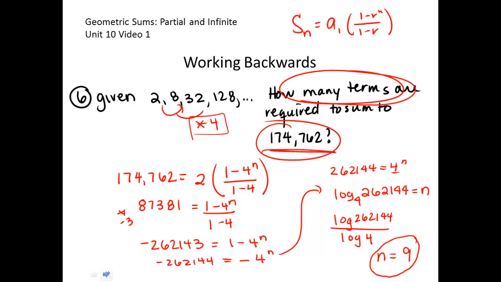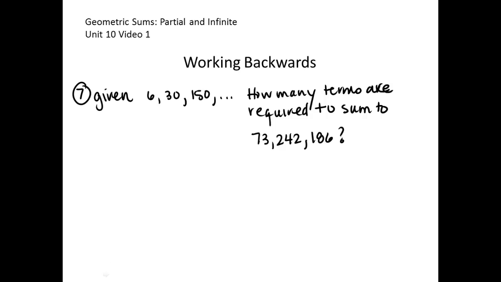All right, let's go ahead to one more. We're going to use the same idea here. First, I want to go ahead and find my r value here, and I see that the r value is going to be 5. I'm going to use my sum formula, so 73,242,186 equals the first term, 1 minus 5 to what power divided by 1 minus 5. We're going to go through these steps a little bit faster. You need to be very careful that you've written this number down correctly and that you type it in the calculator accurately.